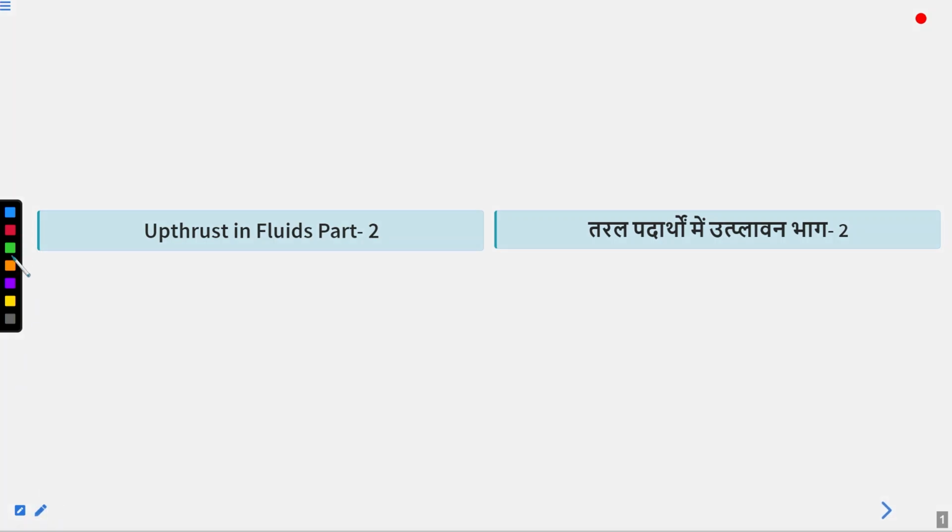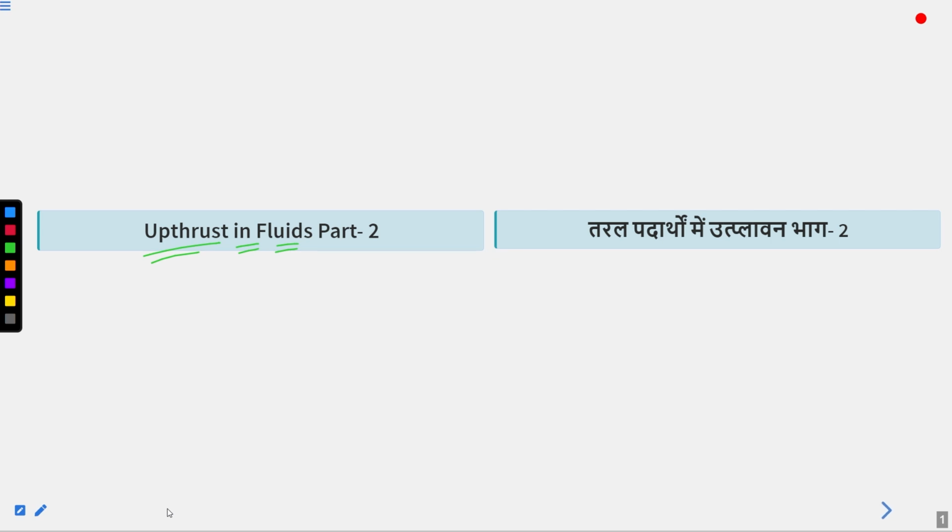So students, as we know, in the previous lecture we had started our discussion over the upthrust in fluids. We started the discussion with an overview of upthrust, what we mean by buoyancy, in which we discussed that whenever we try to immerse any body in a particular liquid, we experience an upward force from that liquid that we often call the buoyant force, right? That is what we discussed.